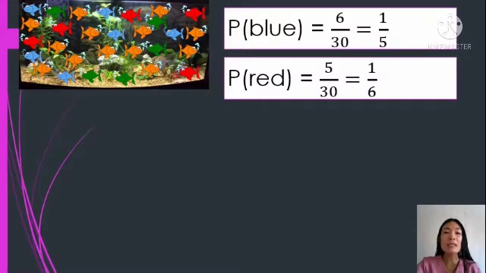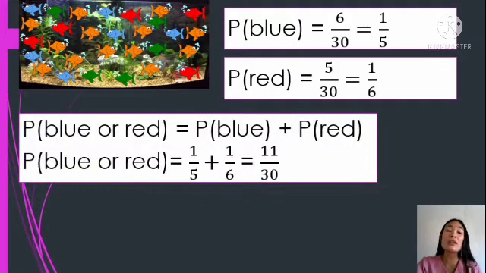Okay, the next is we're going to find the probability of scooping a red fish. So probability of red equals 5 over 30. And why 5? Because there are 5 red fish inside the aquarium, and over 30 is the total number of fish inside the aquarium. Very good. And we will simplify 5 over 30. This will become 1/6.